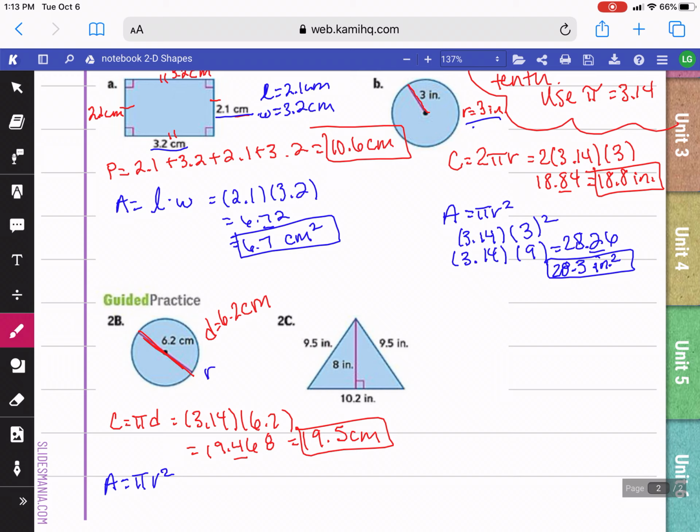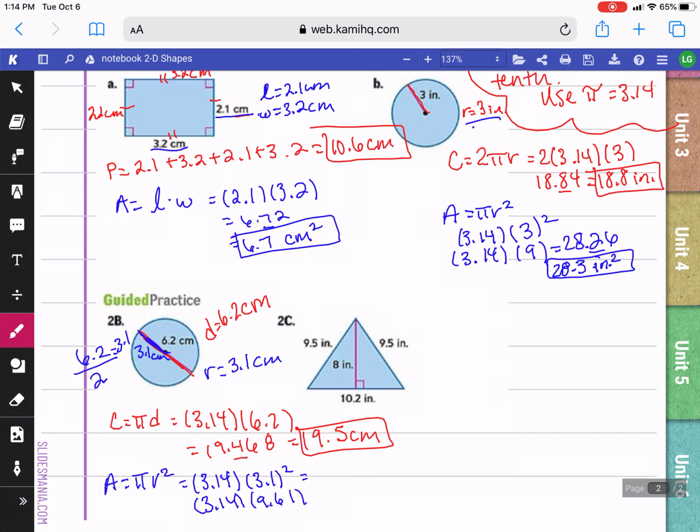Our radius is halfway. So if the diameter is 6.2, you would just cut that in half, and that gives you 3.1. So our radius is 3.1 centimeters. So that's what I'm going to plug in for r in my formula. So pi is 3.14, radius is 3.1 squared. 3.1 squared is 3.1 times 3.1. That comes out to 9.61.